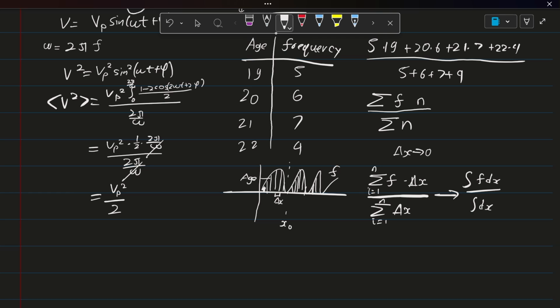Now that's only for the expected value or the average of V squared. But what we want to find is the RMS. So we just need to take the square root of this value to get our RMS, which turns out to be Vp over square root of 2. You could do the same thing for current. The IRMS will later be Ip over square root of 2.